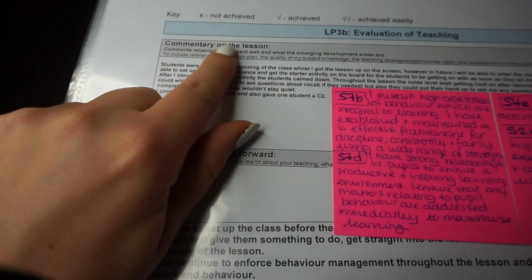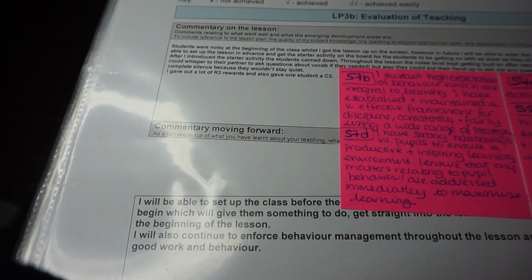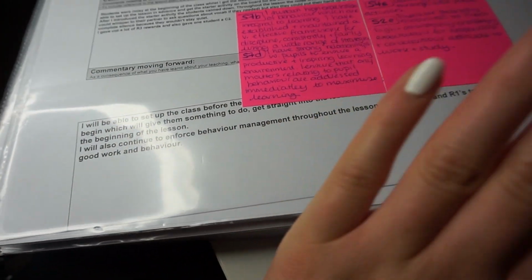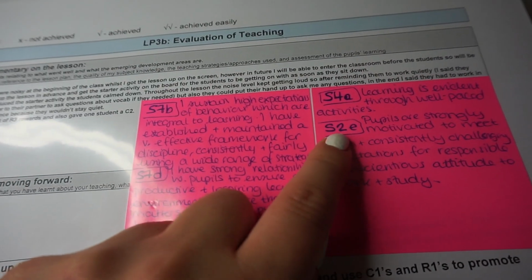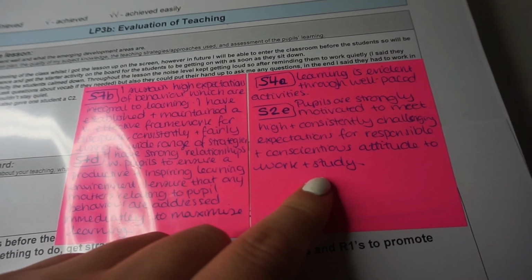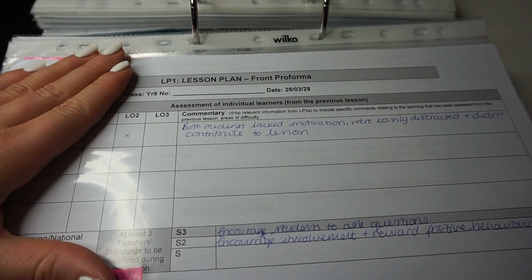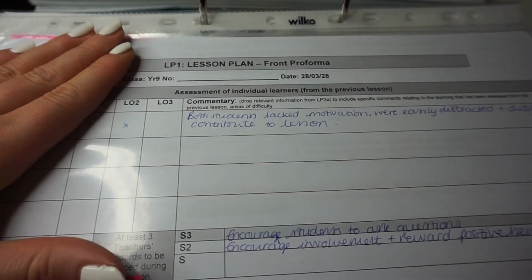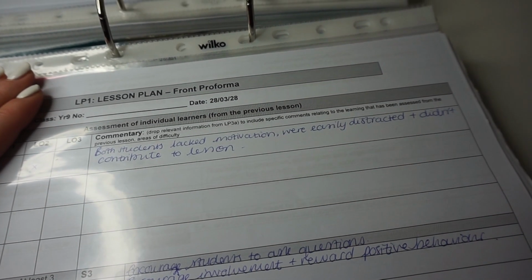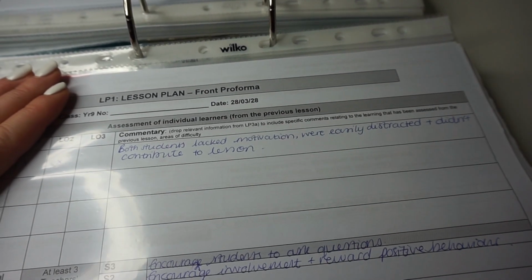my lesson plans. So I have just done a commentary on the lesson where I've reflected on the lesson and said what I would do next lesson. And I have evidenced this as standard 2E. I said pupils are strongly motivated to meet high and consistently challenging expectations for responsible and conscientious attitude to work and study. Here I have recorded 2 individual students' commentaries. So I've said that I think both students lacked motivation, they were easily distracted and didn't contribute to the lesson.